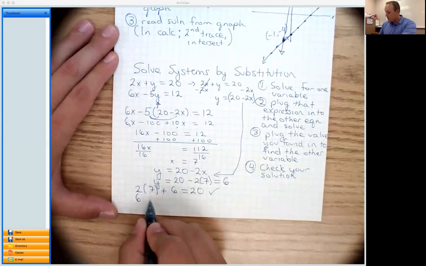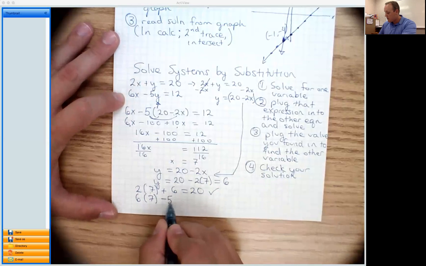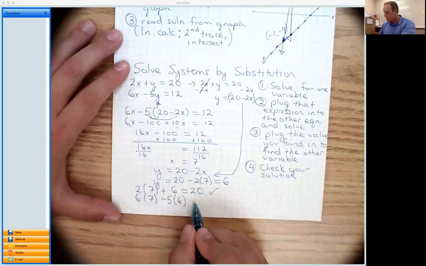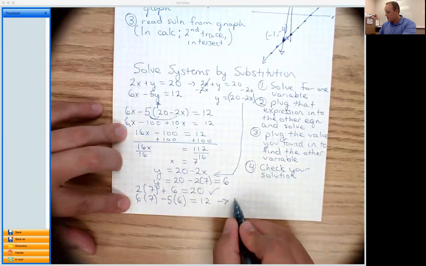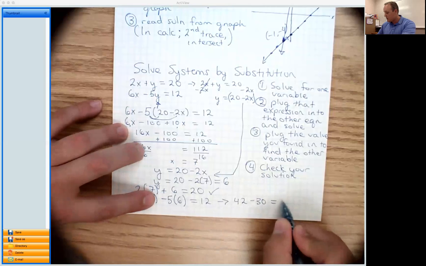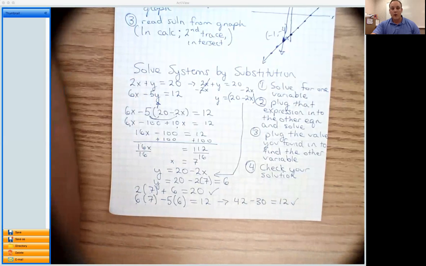And now I plug this in for x. I found 7 as the value for x. And 6 was my value for y. And we'll see if that equals 12. Well, I'm not great at multiplication, so I'm going to simplify this. 6 times 7 is 42. 5 times 6 is 30. And I think that 42 minus 30 is indeed 12. And those are your toolkit entries for solving by graphing and by substitution.